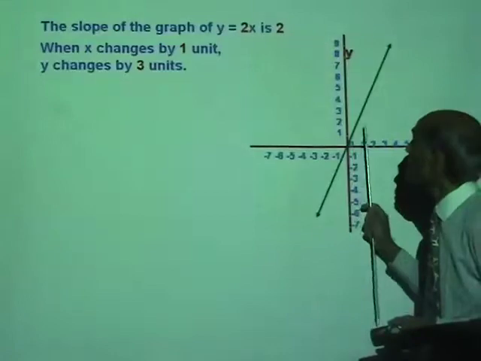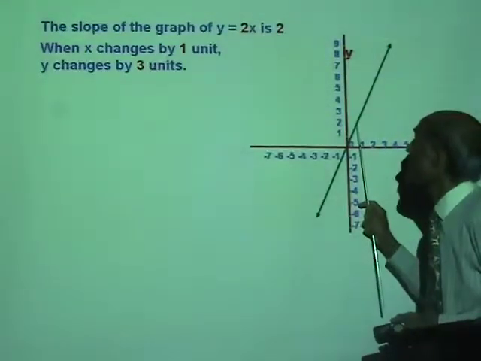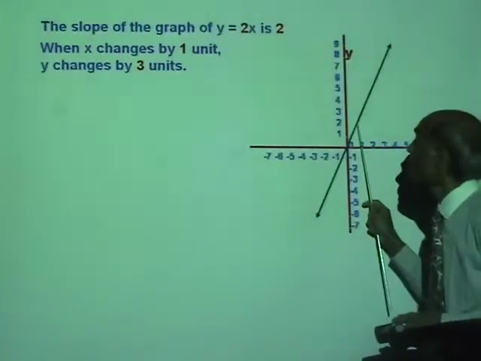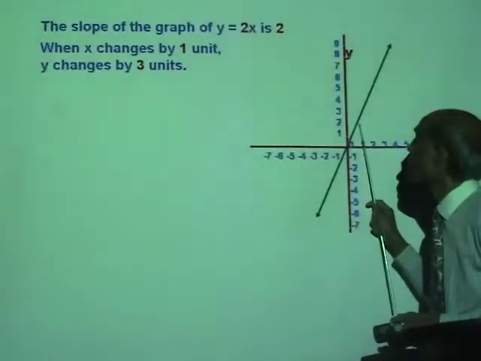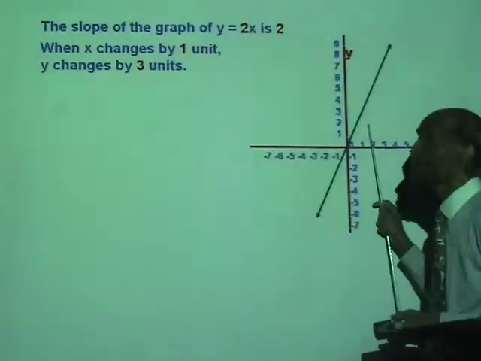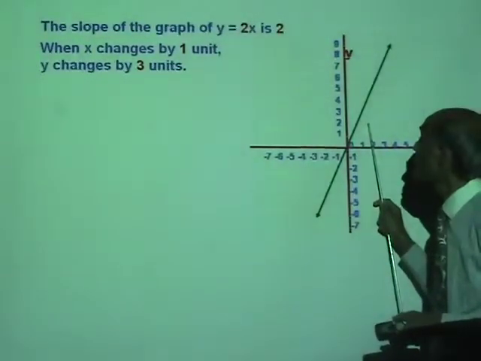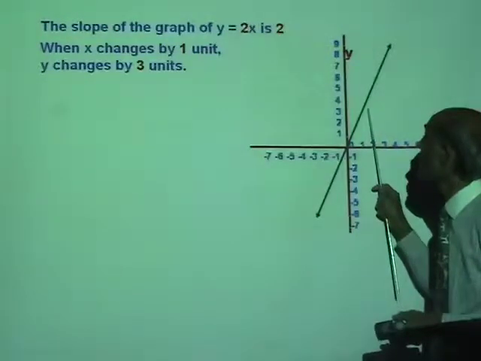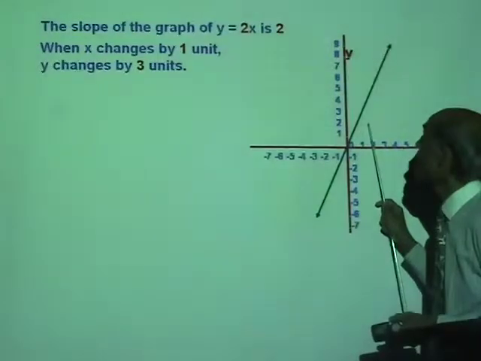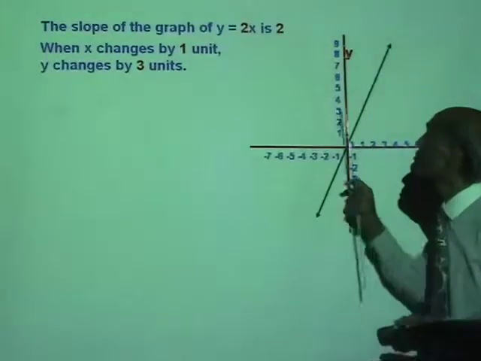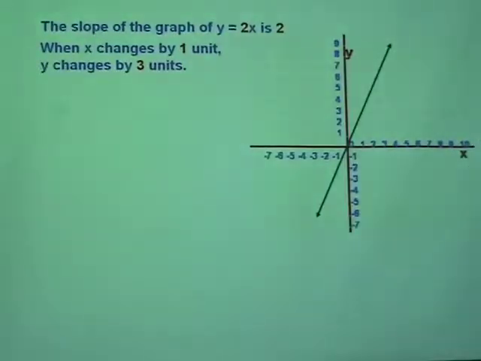Now watch me do that. I'm standing at this point. I'm going to change x by 1 unit. I'm going to walk 1 unit to the right. Now x is changed by 1 unit. How much did y change? I need to now rise 2 units to reach the line. When x changes by 1 unit, y changes by 2 units, not 3. I have many typing errors in this lesson. Alright, take care of that.